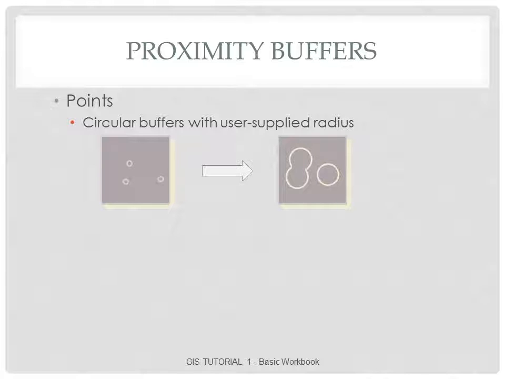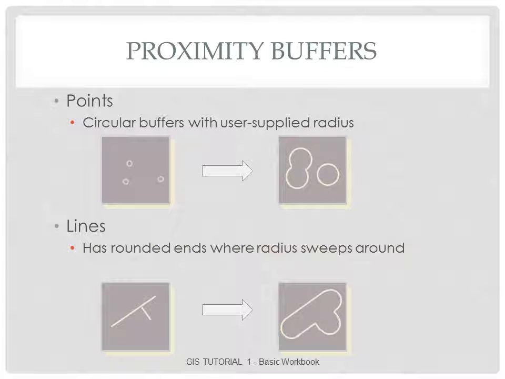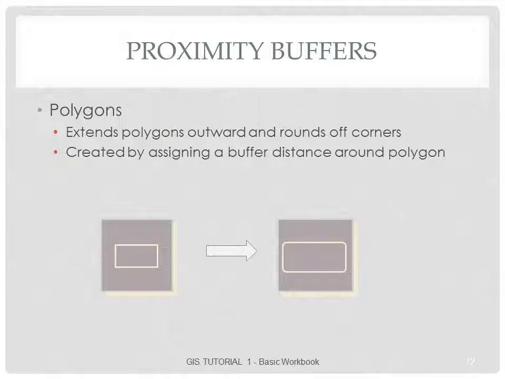Points, in this case, are circular buffered with a user-supplied radius. Here's buffering a line. It has rounded ends where the radius of the buffer sweeps around. Polygons may be buffered as well.